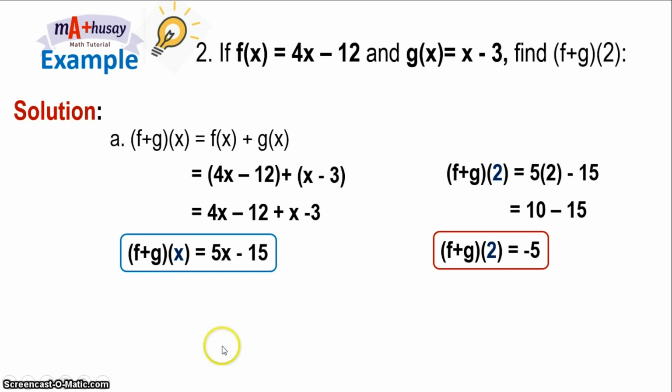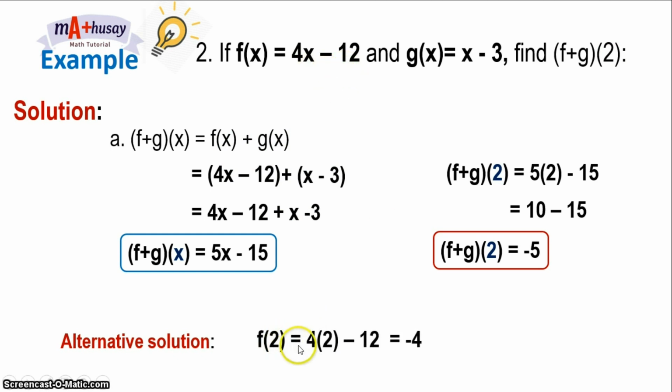This time, ipapakita ko sa inyo ang isang alternative solution paano ito isolve. Alam natin na ang f plus g of x ay pareho lang sa f of x plus g of x, right? So, ang gagawin muna natin ay i-evaluate muna natin ang 2 sa f of x, tapos i-evaluate din ito sa g of x, saka natin i-add yung dalawang function. So, let's start. So, let's start with f of x equals 4x minus 12.